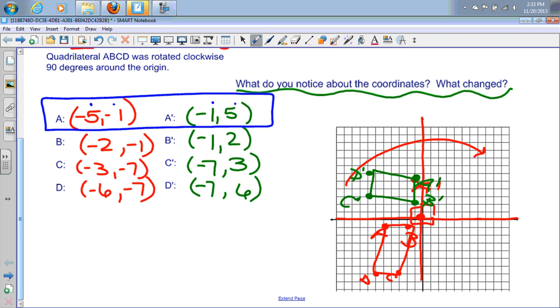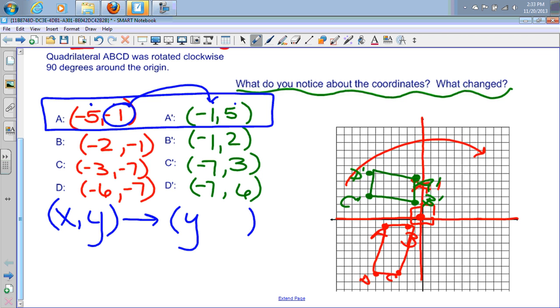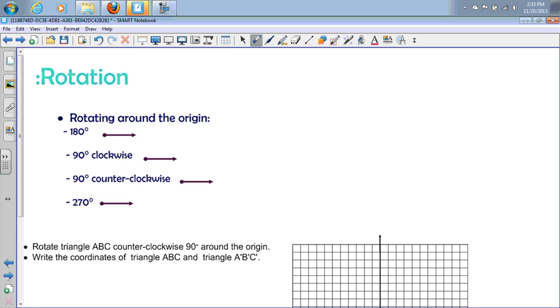Here's what happened. When we rotated 90 degrees clockwise, we started with X and Y, and then what happened? Y became the X, and the X became the opposite and went to Y. Not negative X, the opposite of X. That's why it was important to say that when we are reading numbers. Okay? So let's look at our next page here.